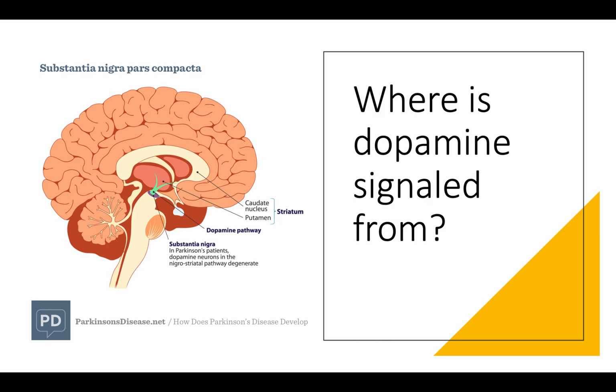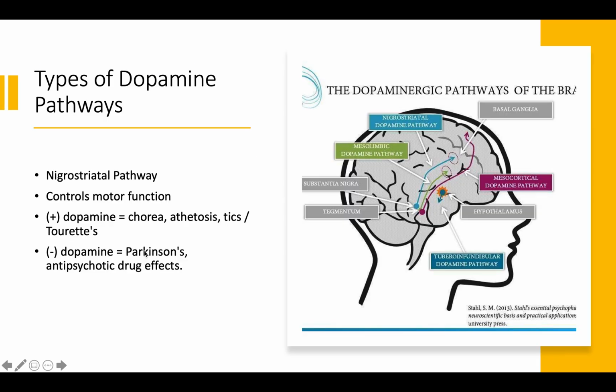Dopamine is a neurotransmitter that binds onto receptors through synaptic signaling. Since different neurotransmitters are made in different parts of the brain, the type of dopamine receptor that I'll be focusing on is generated in the pars compacta of the substantia nigra, which is part of the midbrain. There are 4 types of dopamine pathways in general: the nigrostriatal pathway, mesolimbic pathway, mesocortical pathway, and tuberoinfundibular pathway.